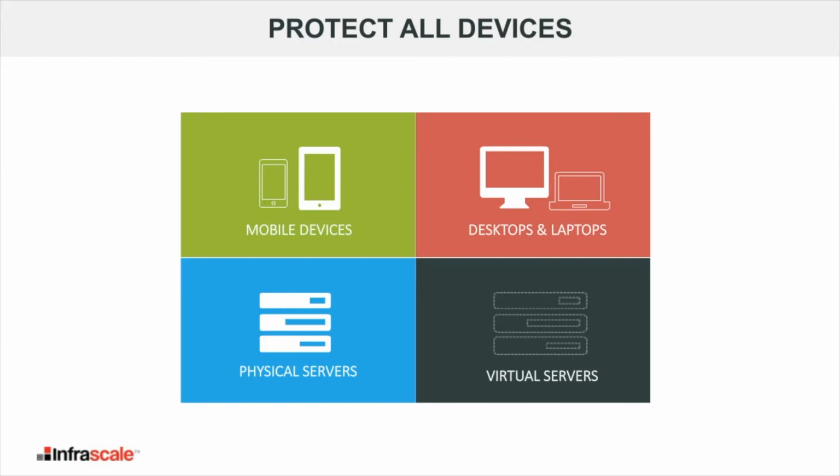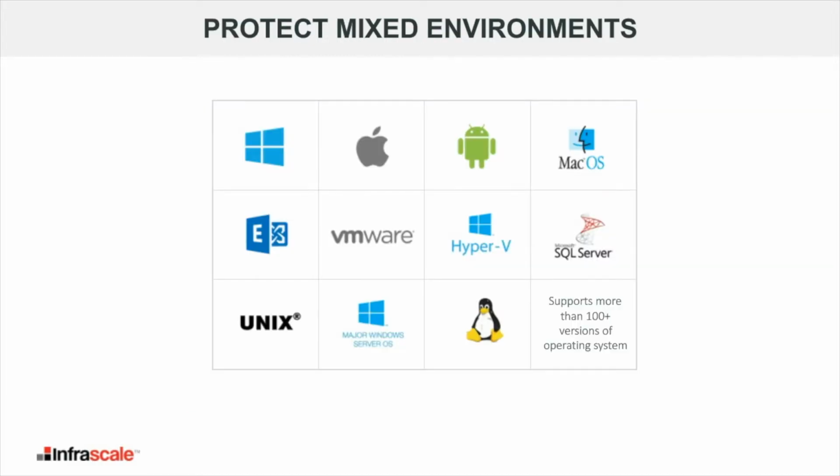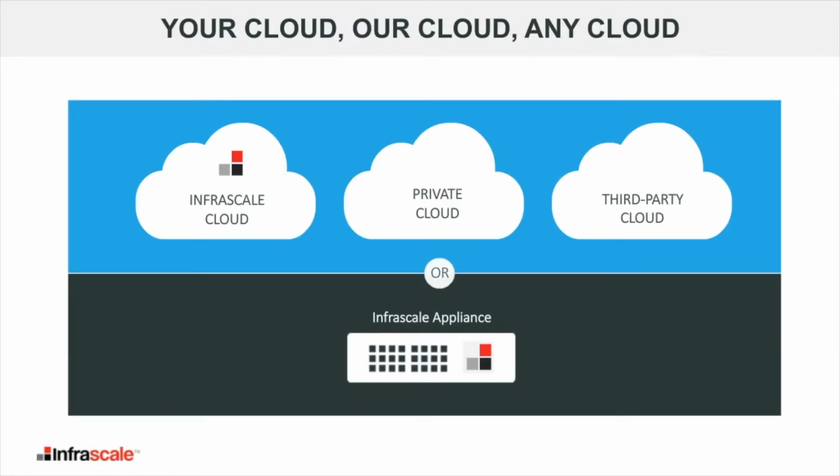So also including servers, both physical and virtual servers. We support physical servers running Windows, Unix, and Linux, virtual servers on VMware, Hyper-V, and KVM. And we support more than 100 different versions of operating systems. This is the broadest support footprint that you'll find in the industry today. And when we look at recovery targets, we can support any cloud or a prepackaged appliance as well. So you can use one of Infrascale's 15 global data centers, or you can use your own private cloud if you have your own infrastructure, or third-party clouds.